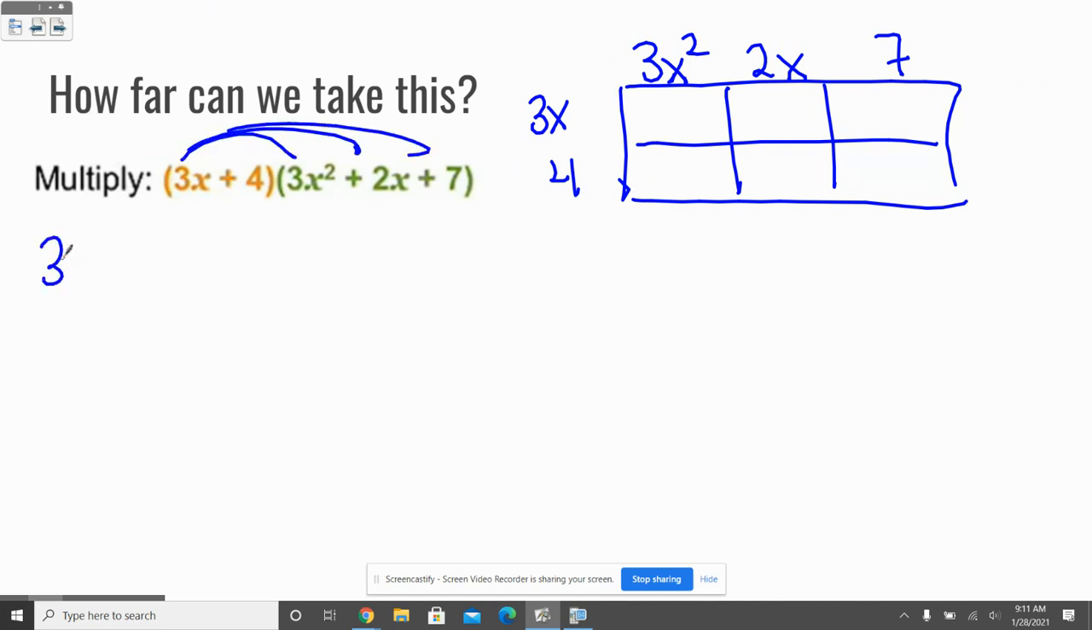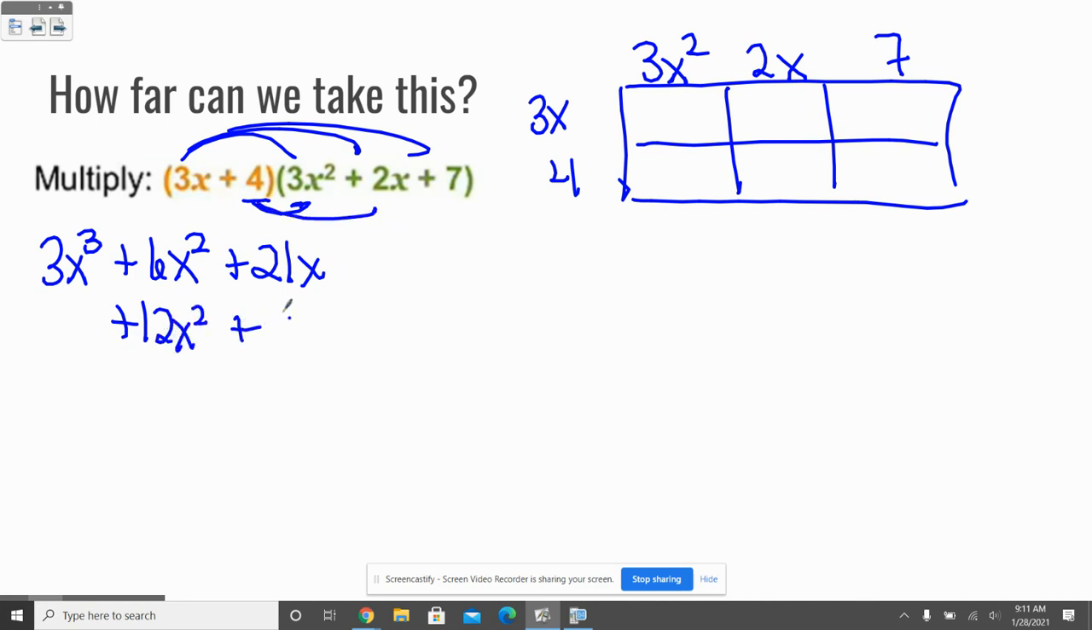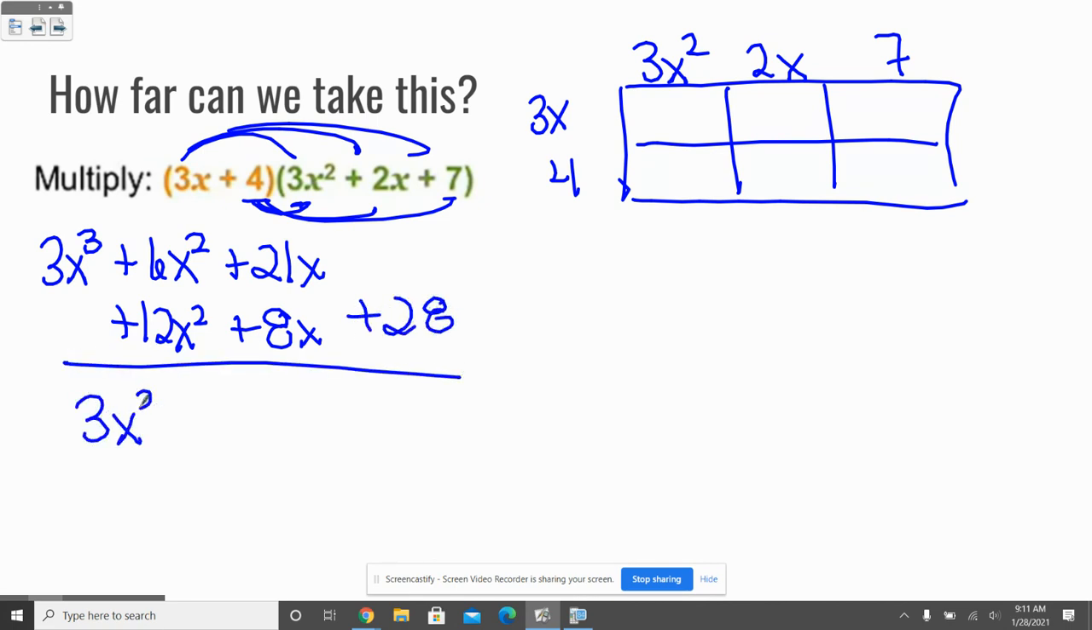This will be 3x to the 3rd plus 6x squared plus 21x. I do sometimes stack them. 12x squared, let's put it under the other x squared. 8x, I'll put that under the x here, and then plus 28. And then clean it up. 3x to the 3rd plus 18x squared plus 29x plus 28.